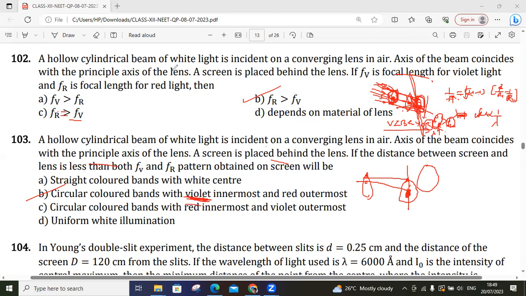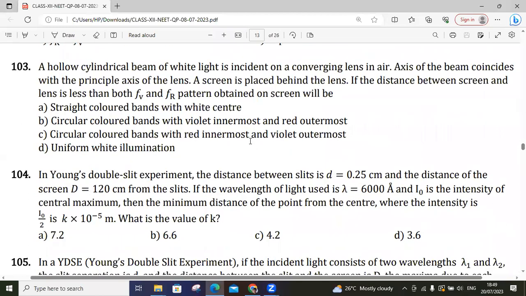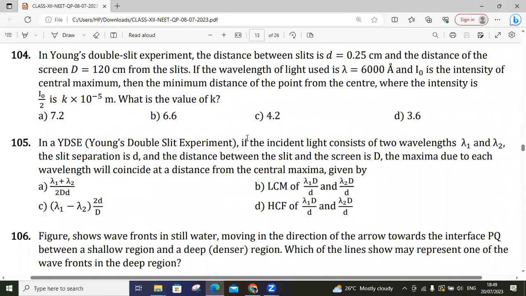Then we have 104. Next, double slit experiment. The distance between slits is d equal to 0.25 centimeter and the distance of the screen D is equal to 120 centimeter from the slits. Okay, wavelength is given. The center is maximum. Then the minimum distance of the point from the center where intensity is I naught by 2 is K equal to, okay. What is K?